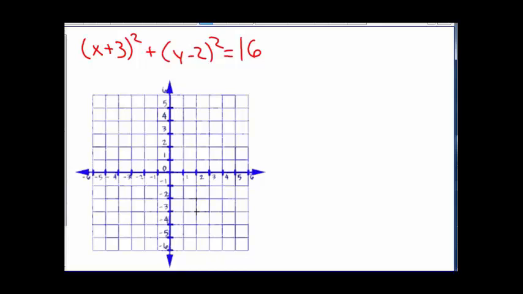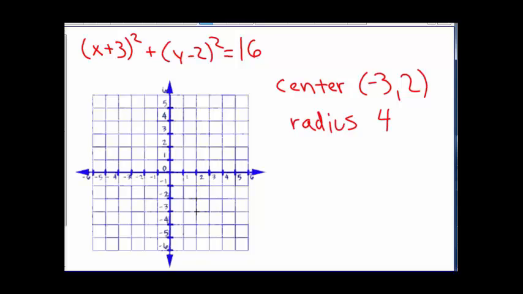Alright, so let's take a look at another problem here. So notice our center will be at negative 3, positive 2, and the square root of 16 is 4, so we have a radius of 4. So we want to go ahead and locate our center, so we go back 3, and then up 2, put a dot, and then we make a radius of 4, and we draw our circle.